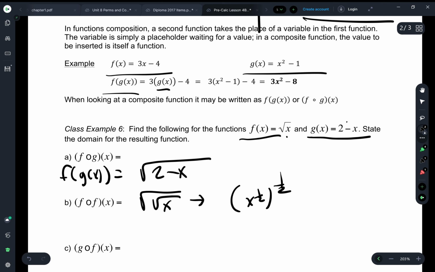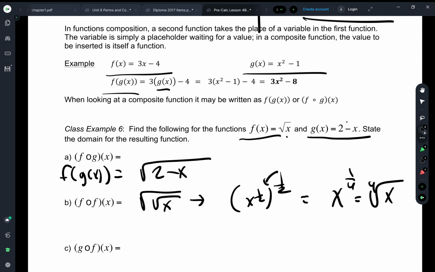That's root as well. And then what's the power rule? What do you do with the exponents here? Multiply. So it's really just x to the 1/4 or 4th root. Okay, so either way you want to look at it, but 4th root is a cleaner way of writing that. Okay, any questions on that?